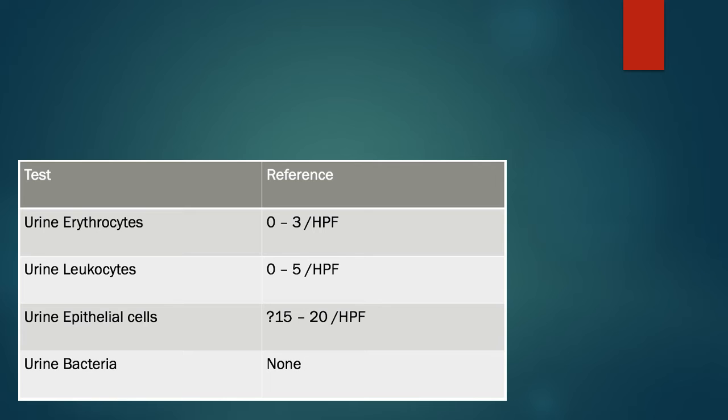Note that the normal values are measured in number of cells seen in HPF, which stands for high power field. When looking through a microscope, the reference values used are the number of cells you can see under the high power magnification. For example, as you can see here, for erythrocytes, or red blood cells, 0 to 3 seen under the high power magnification is within the normal range.